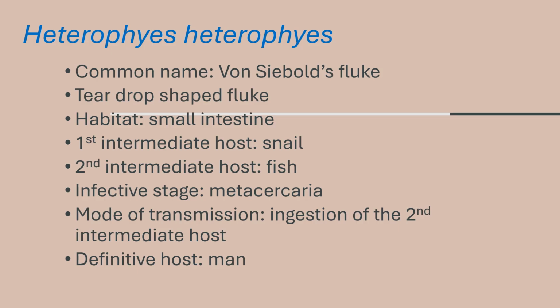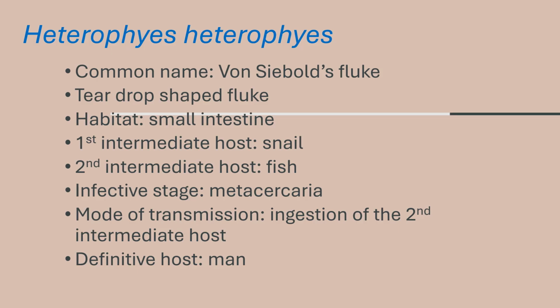As for the mode of transmission, it is ingestion of the second intermediate host, that is, raw fish containing the metacercaria. This is a teardrop-shaped fluke. The habitat is the small intestine.